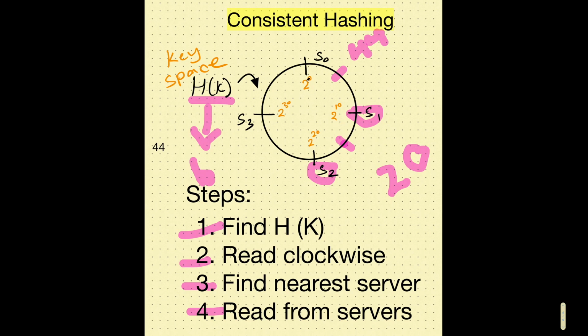Let's say the input comes in, we put it through the function, and we get the answer B. So we find where B is in the ring. Let's say B is over here, right? And then we start counting clockwise. We go up, up, up until we hit a server, which in this case is server 3. So the data for the request that came in lies in server 3.